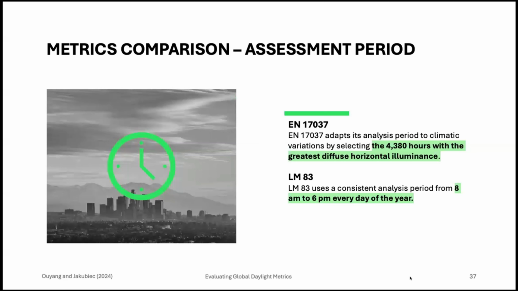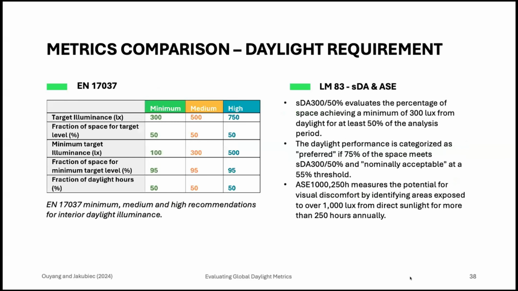EN 17037 adapts its analysis period to climatic variations by selecting the top 50%, or the 4,380 hours, with the greatest diffuse horizontal luminance. This ensures that the assessment is suitable for the specific climate of the location. In contrast, LM83 uses a consistent analysis period of 8 a.m. to 6 p.m. every day of the year.